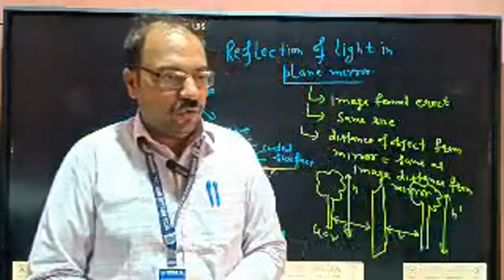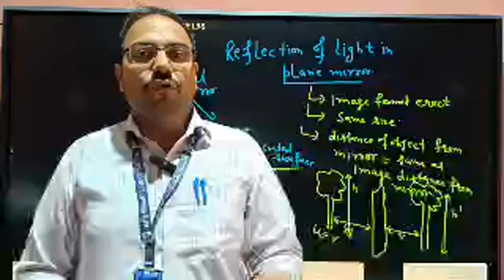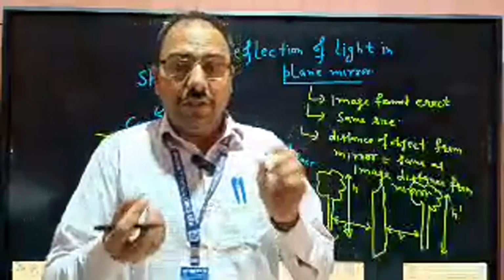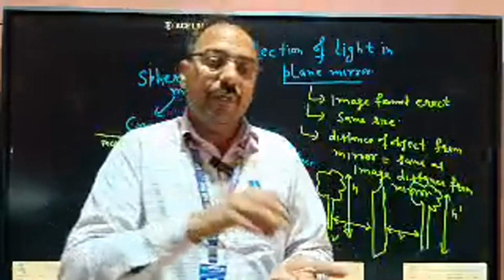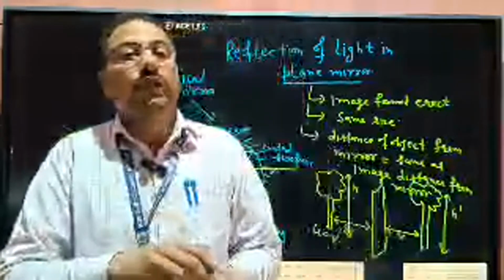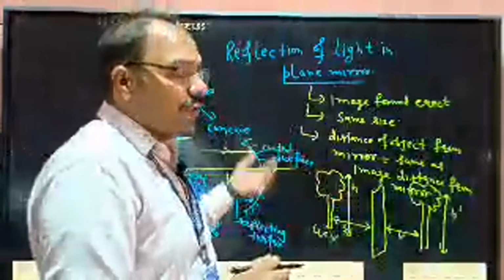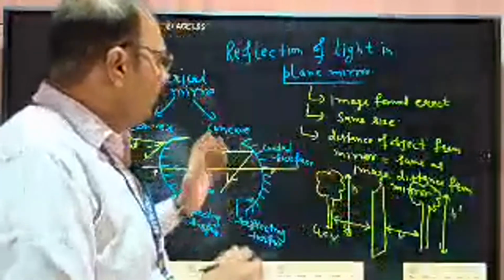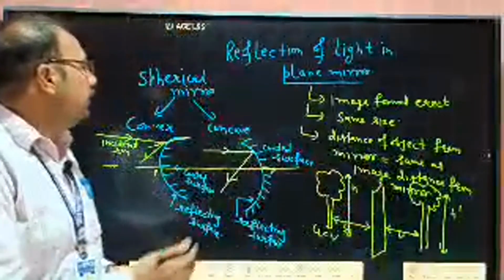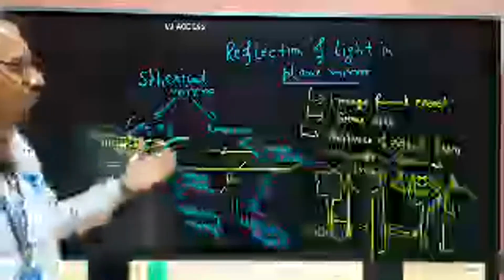And second, if we talk about a real image, a real image is an inverted image. So when the word real comes, connect inverted. So a real image is always inverted and a real image can be obtained on a screen. This is the basic difference between the virtual and real image. In a plane mirror and in spherical mirrors, convex and concave, they form both types of image.